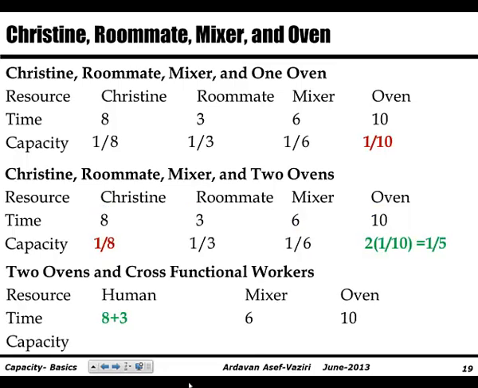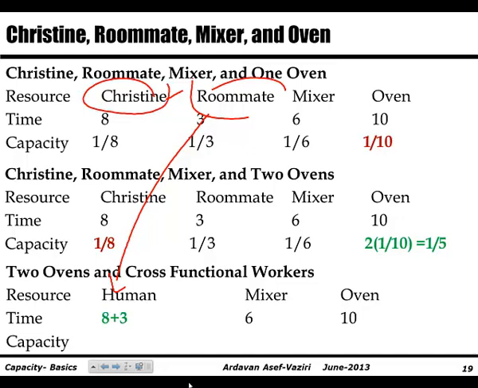The last scenario is when we do have cross-training and create a new resource pool called human with 2 resource units. They are not Christine and roommate anymore because they can do each other's job, so we refer to them as one type of resource unit. We do have 2 resource units of this type.